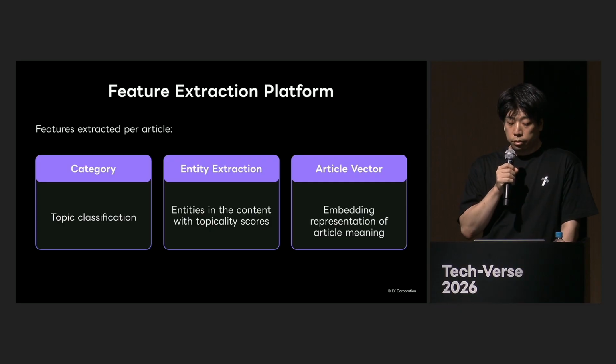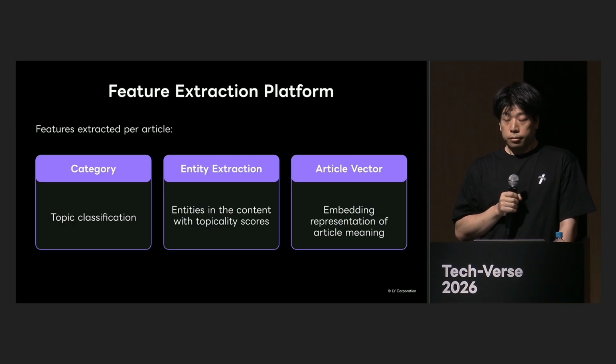The second is entity extraction. This shows the entity information and the degree of topic relevance included in the content. It holds such pair information. The third is category vectors. This is an embedding vector that numerically represents the meaning of the content.